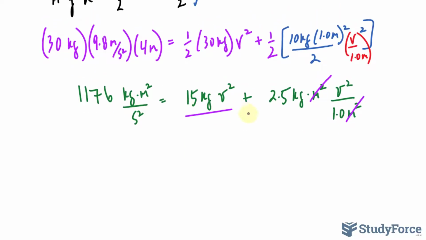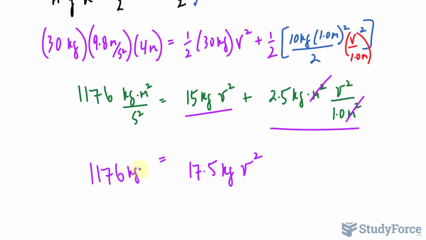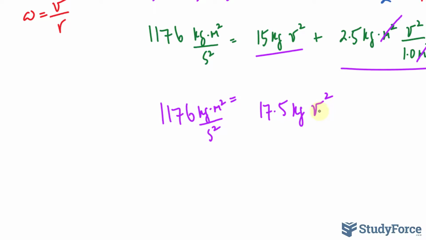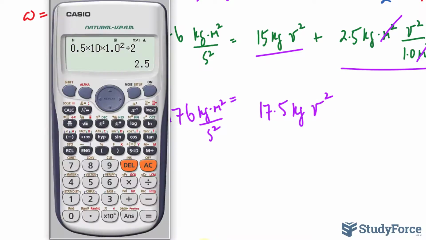Given that these two terms both have a factor of v to the power of 2, they're considered like terms. So you can add 15 and 2.5 together. That's 17.5 kilograms v to the power of 2. And the left side remains the same as it was before. Now to isolate for v, we divide both sides by 17.5. So 1176 divided by 17.5.